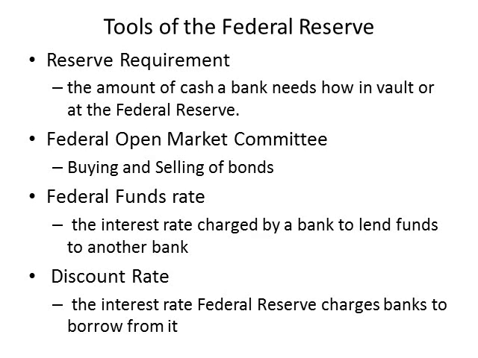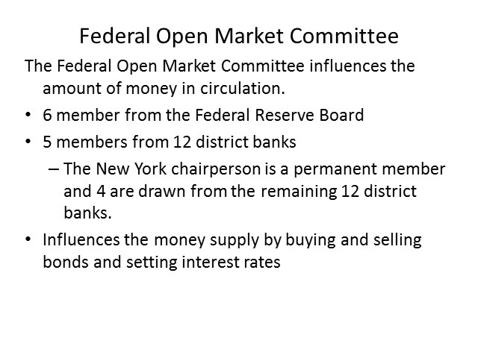The tools of the Federal Reserve are controlling the reserve requirement through the reserve ratio. The Federal Open Market Committee buys and sells bonds to influence the money supply. The federal funds rate, which is the interest charged by a bank when it lends to another bank. The discount rate, which is what the Federal Reserve charges banks to borrow from it. The Federal Open Market Committee influences the amount of money in circulation by buying and selling bonds.